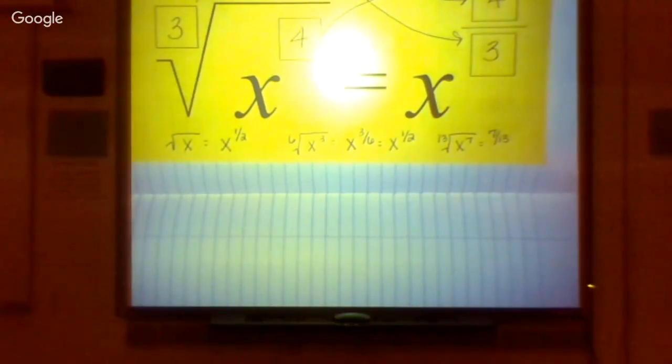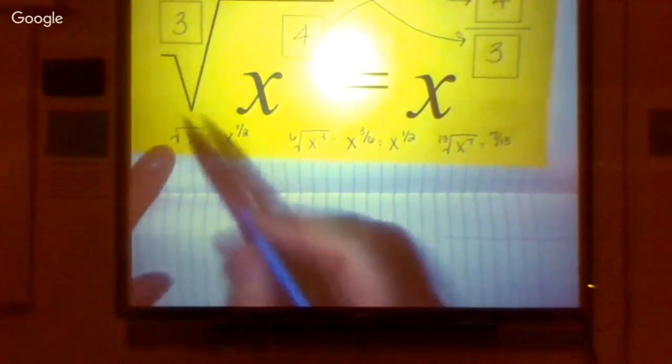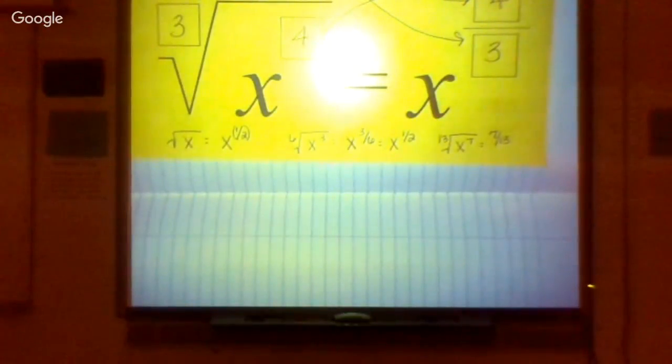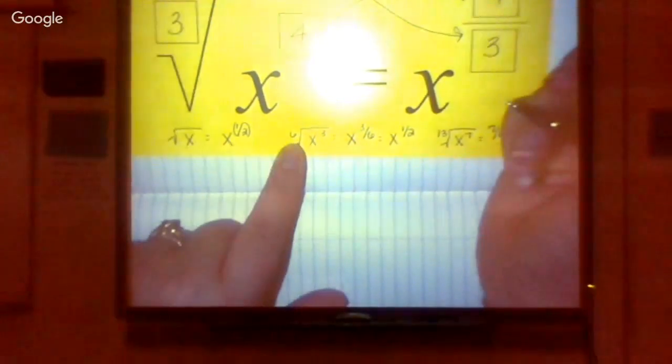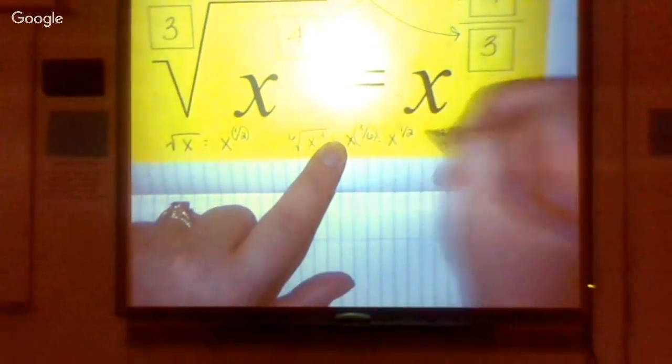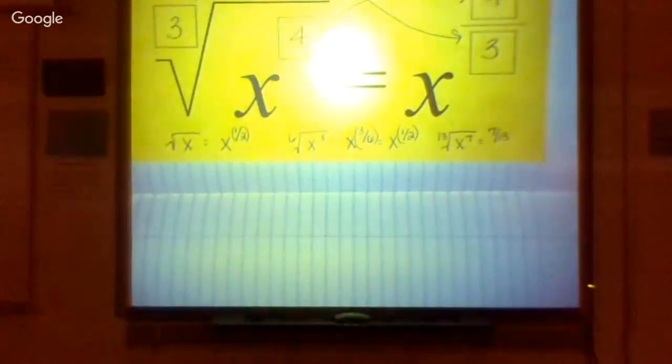So I can put into my calculator the square root of x, or I could put into my calculator x raised to the 1/2 power. I can put into my calculator 6 roots of x to the 3rd, or plug in my calculator x raised to the 3/6, or x raised to the 1/2. You're gonna have to convert between the two. Okay.